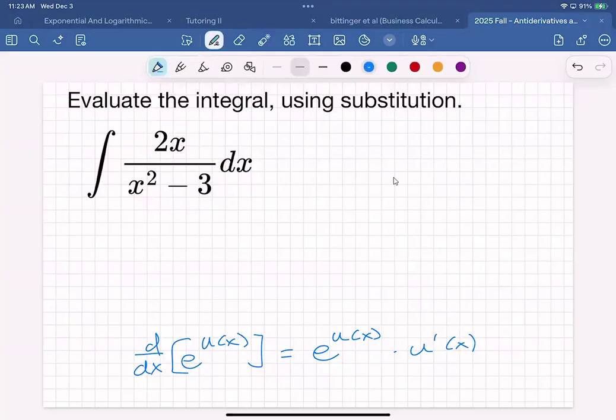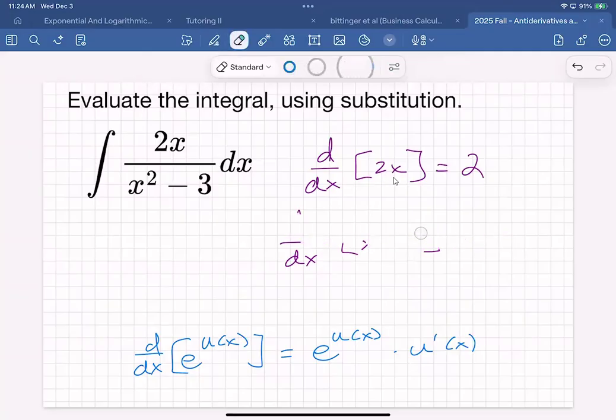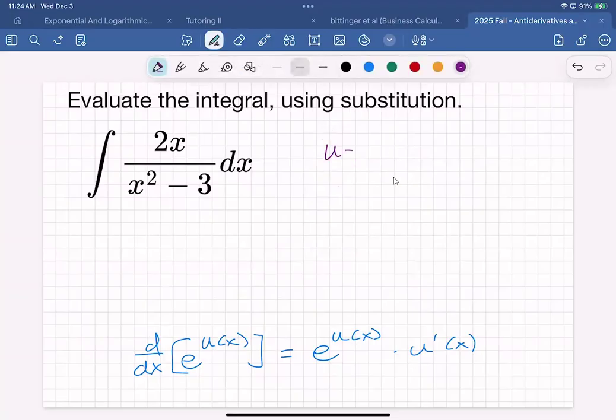So if I just write this out for exploring purposes, what's the derivative of 2x? 2. Doesn't really help us too much, right? What's the derivative, though, of x squared minus 3? What stands out to you about that? That's the numerator, right? And so if we can find a way to connect this stuff, hey, that might help me a little bit. There's some type of connection. Well, what you're going to find here is we can say that our focus is u equals that denominator.